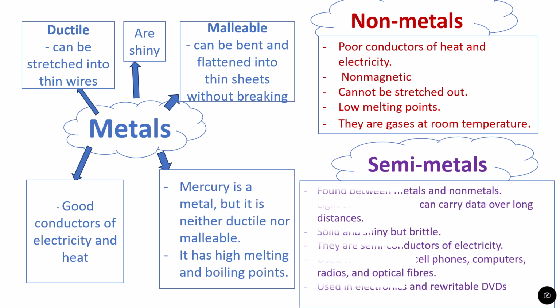Then we get semi-metals. So semi-metals are found in the periodic table. They're found between metals and non-metals. They're light and strong and they can carry data over long distances. They're solid and shiny, but they are brittle. They're semiconductors of electricity, and they are made up of glass, cell phones, computers, radios, and optical fibers. They're basically used in electronics and also in rewritable DVDs.